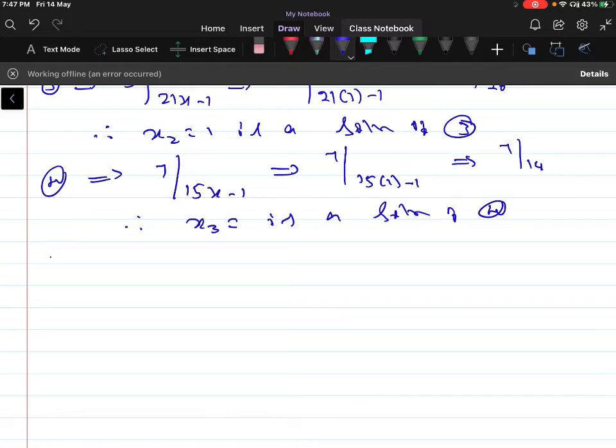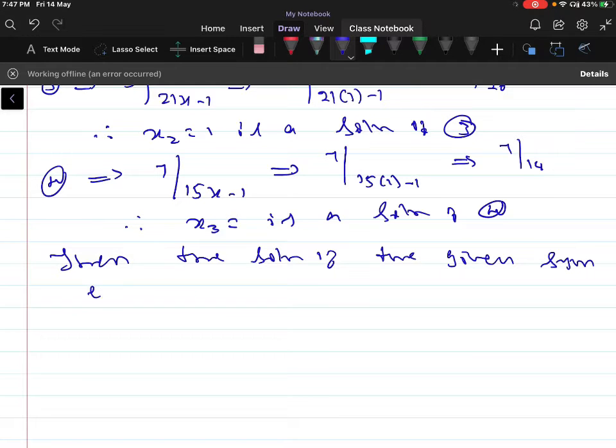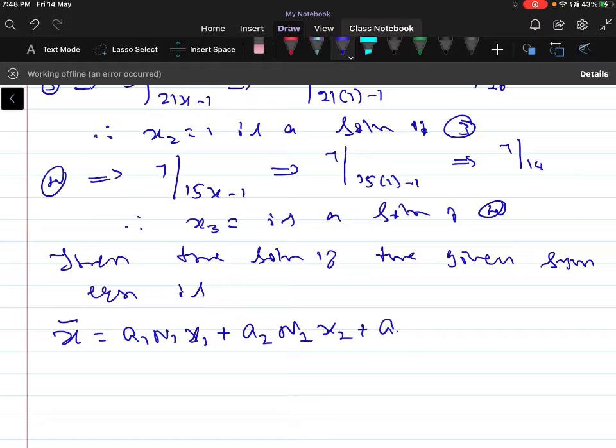Now then, the solution of the given system of equations is x bar is equal to a1 into n1 into x1 plus a2 into n2 into x2 plus a3 into n3 into x3.